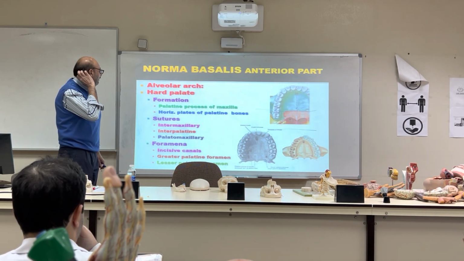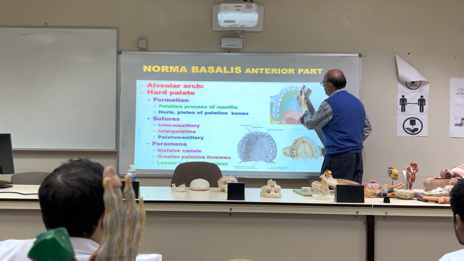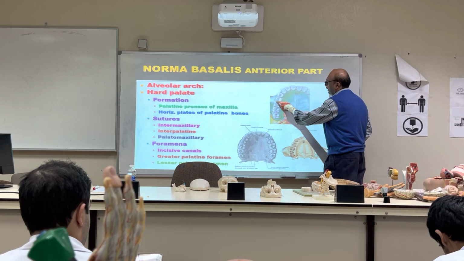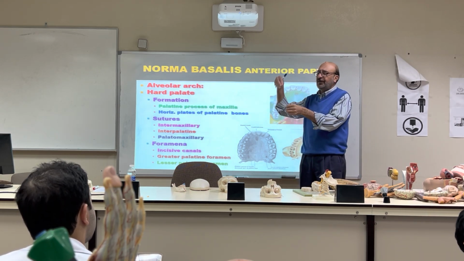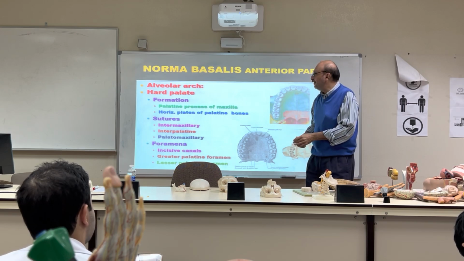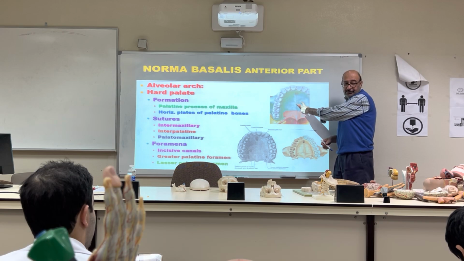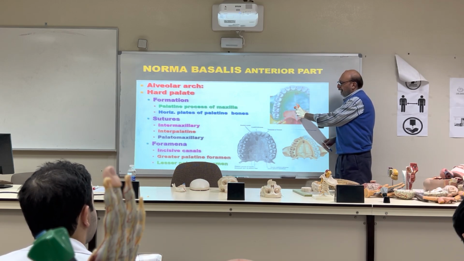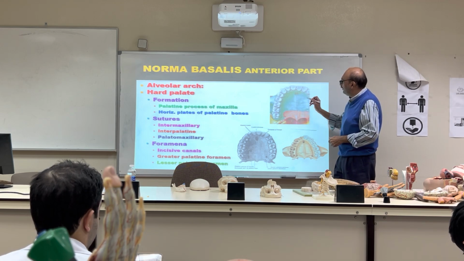Okay. Alveolar arch. This is what is called the alveolar arch. It contains sockets. A socket is an empty space where the teeth can fix. Here is the maxilla bone, then here is the palatine bone. And the sutures, you may leave them. What is important here for you is the incisive canal.